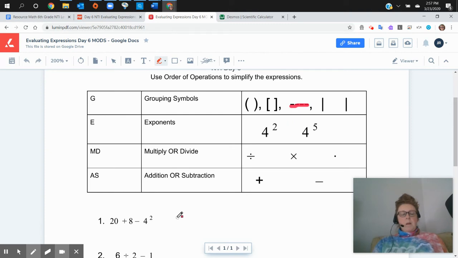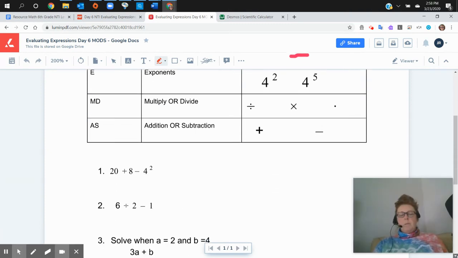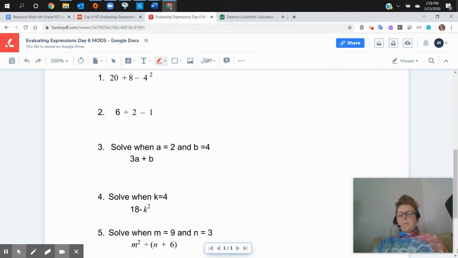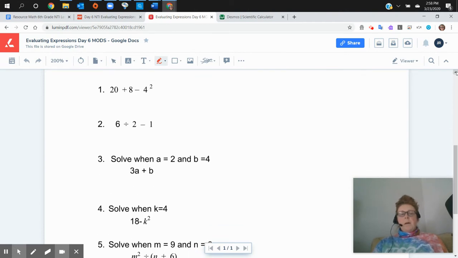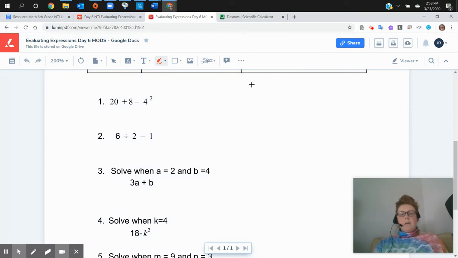The first couple of problems are simply order of operation problems. I'm going to go ahead and scroll up here, but you'll be able to see all of your document up there.